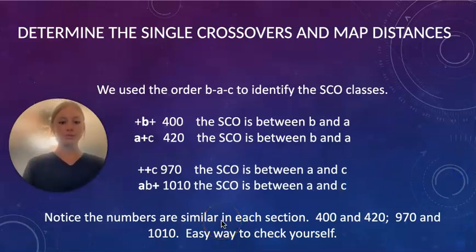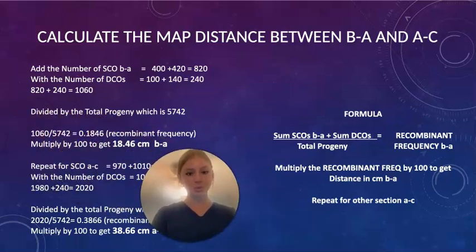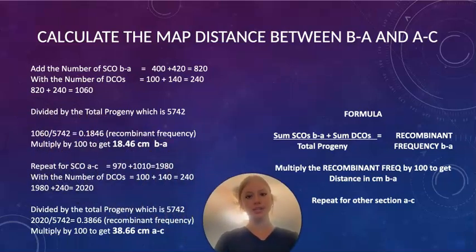Okay, notice the numbers are similar in each section. 400 and 420 are close, and then 970 and 1010 are close numbers. This is a very easy way for us to check ourselves. Next step, we have to calculate the distance between BA and AC.